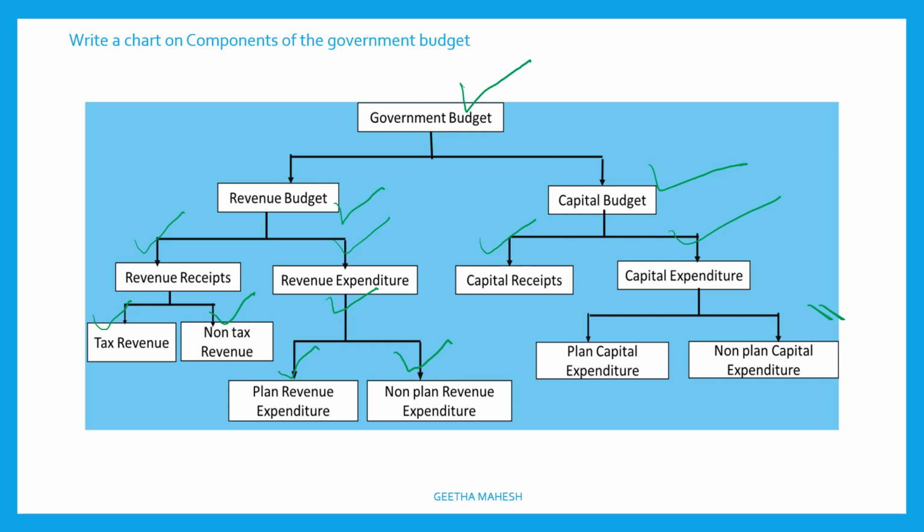You can see capital budget has 2 types. One is capital receipts, another one is capital expenditure. You can see capital expenditure further divided in a similar way how it is divided in revenue expenditure, that is planned capital expenditure and non-planned capital expenditure.